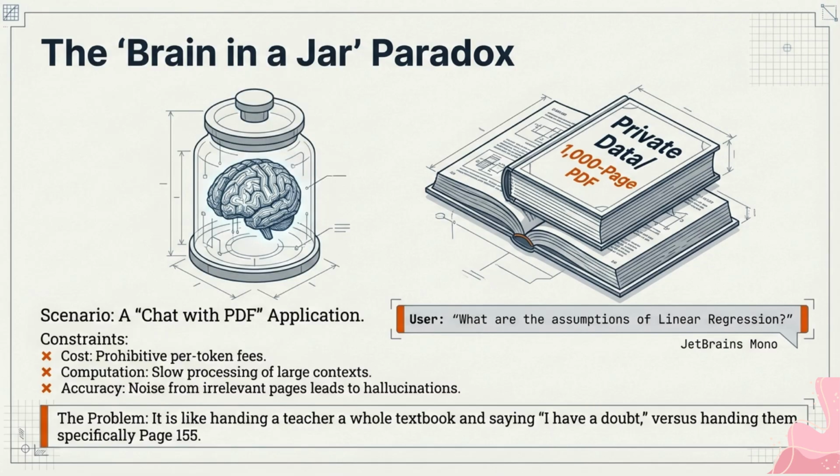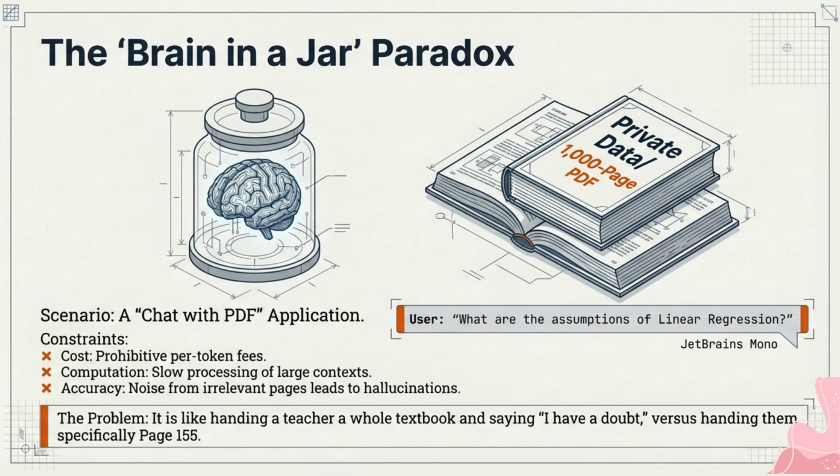Let me show you the problem we are solving. You have a 1,000 page internal document. Could be anything: engineering handbook, legal contracts, research papers. You ask, what are the assumptions of linear regression on page 372? Naive approach. Dump the entire document into the model. Three problems. Cost. These APIs are charged per token. You're paying to process 1,000 pages when you only need one.